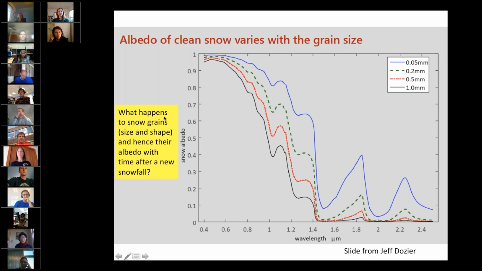So who can tell me what happens to our snow grains, size and shape, and hence their albedo with time after a new snowfall? I think they become smoother and more aggregated. So they're going to become smoother. In terms of size, so you did shape. What about size? They definitely become smoother and rounder, absolutely. Snow grain size should increase with time. Yes, the snow grain size increases with time.